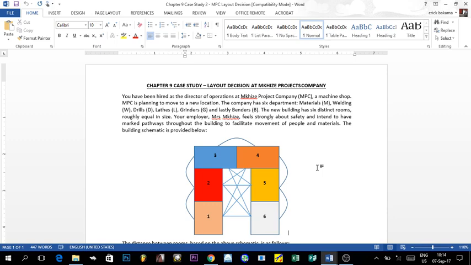Now your employer, Mrs. MPC, feels strongly about safety and intends to have a marked pathway throughout the building to facilitate movement of people and material. Now the building schematic is provided below. So this is the building schematic that is provided for this case study here. This building schematic just means that this is the building of the company itself, and that building has 6 rooms. We have room 1, 2, 3, 4, 5, and 6.